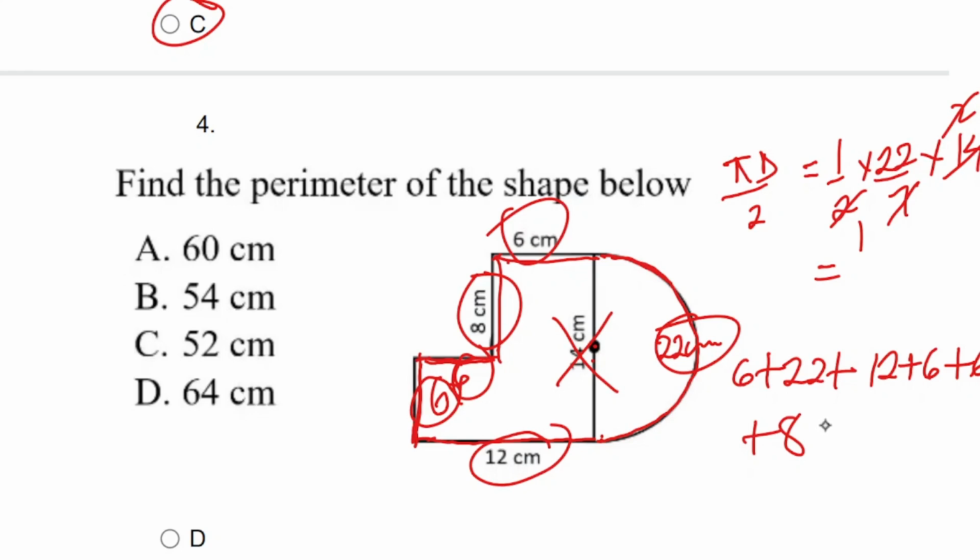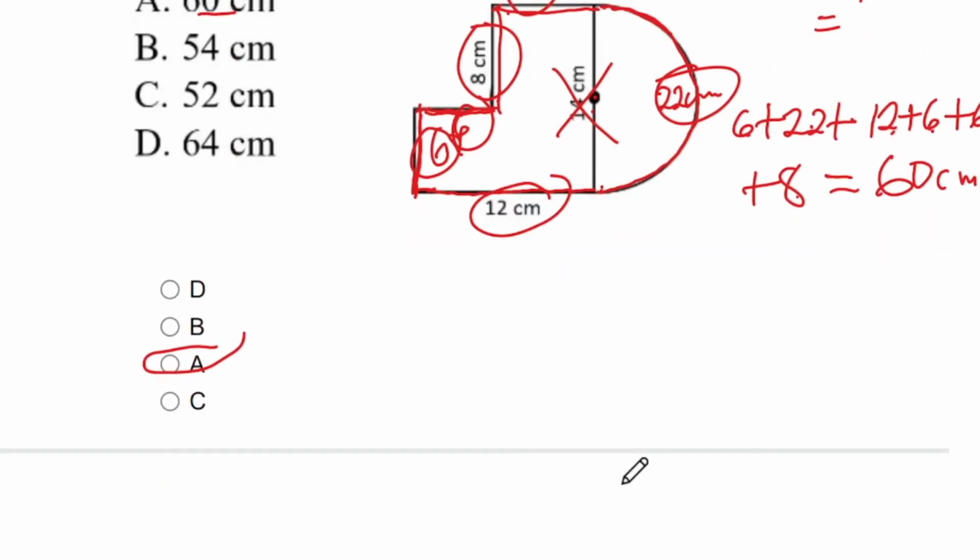So this will then give us: 22 plus this, that is 30, 42, 48, 54, then 60. That is 60 centimeters. That is option A. I hope this is clear. Okay, so move to the next one.